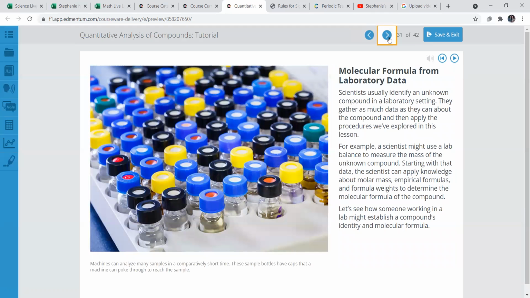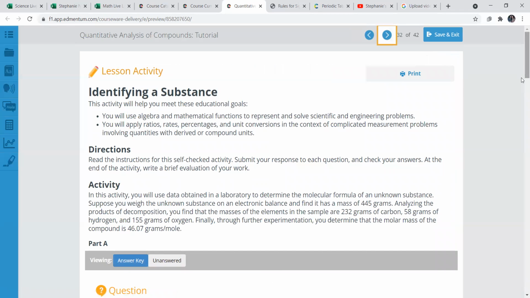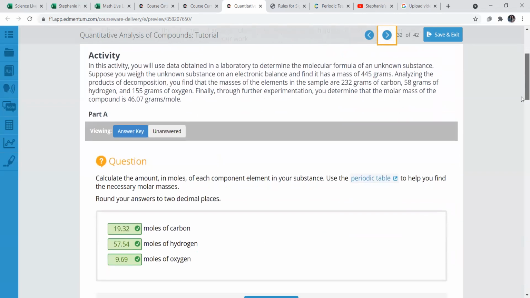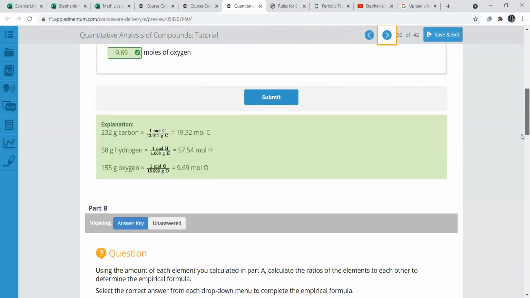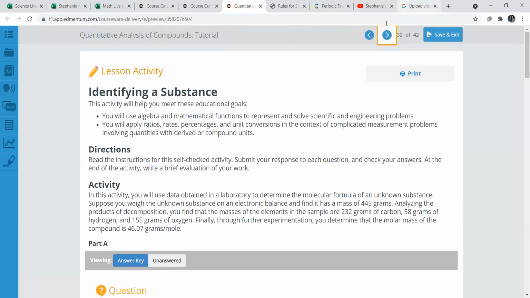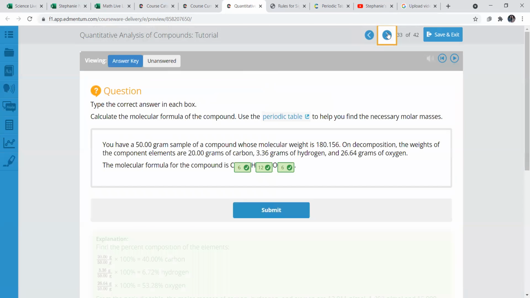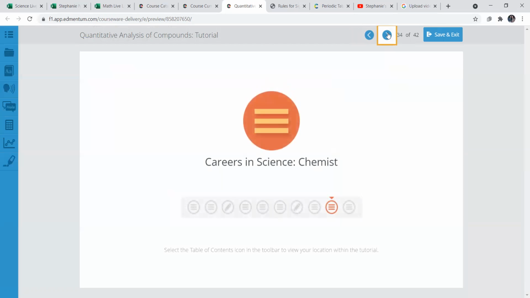So molecular formula from laboratory data and identifying a substance. So here's a question. It'll have you calculate some things in the periodic table. So again, you will need to use that periodic table to calculate the answers here. And let's see, we'll just have you answer those on your own.